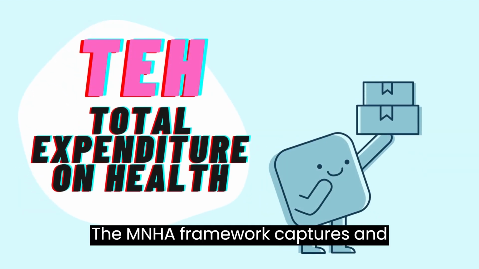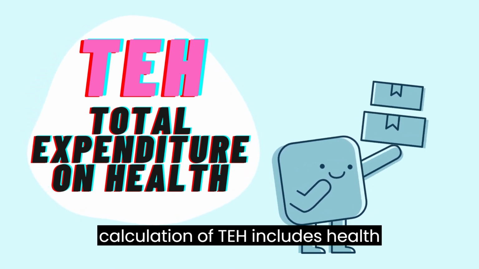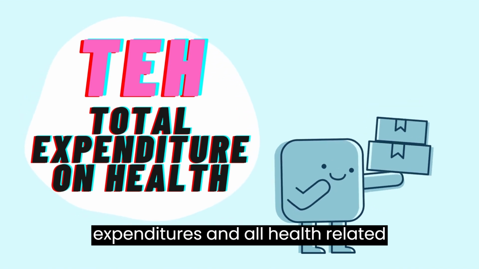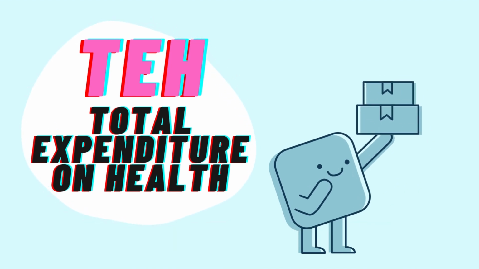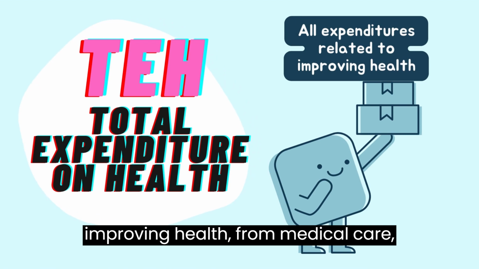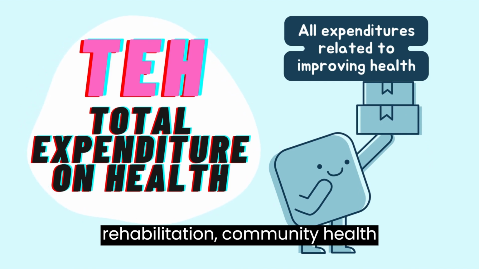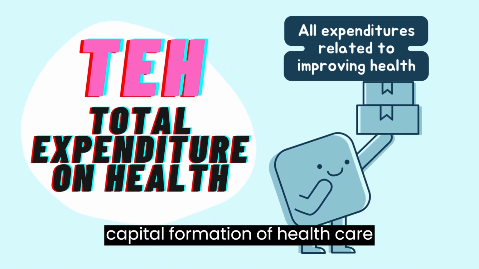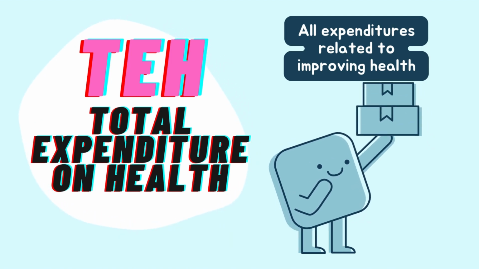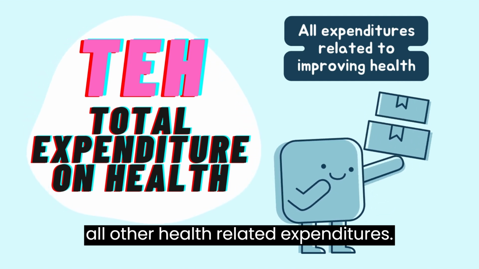The MNHA Framework captures and reports health spending as total expenditure on health (TEH). The calculation of TEH includes health expenditures and all health-related expenditures components from both public and private sources. Therefore, this refers to all expenditures related to improving health, from medical care, prevention, promotion, rehabilitation, community health activities, to health administration and regulations. It also includes health-related expenditures, which is the capital formation of health care provider institutions, education and training of health personnel, research and development in health, and all other health-related expenditures.